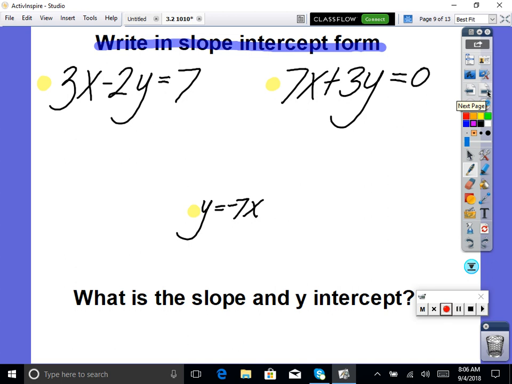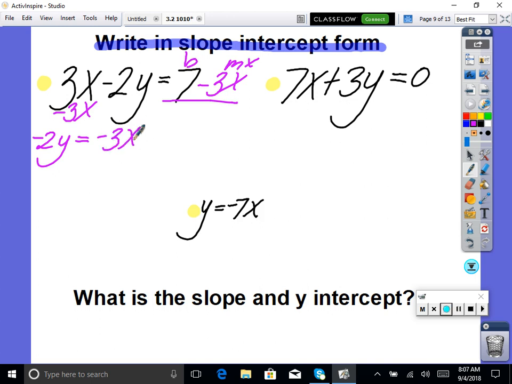Okay, now it says write in slope-intercept form. This is standard form. Slope-intercept form is y equals mx plus b. So let's get y alone. So what would I do first? Minus 3x, true? Now what I'm going to write is -2y is equal to, I want to put it in mx plus b form. So looking at this, isn't this mx? Isn't this b? So let's make sure you keep your signs correct. It was -3x, so put -3x, and it was +7, so +7.